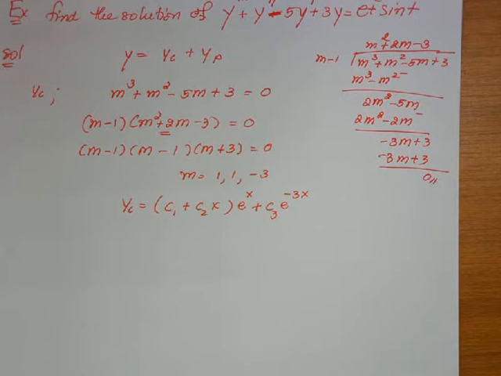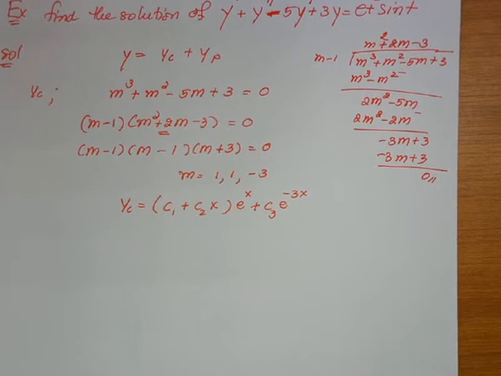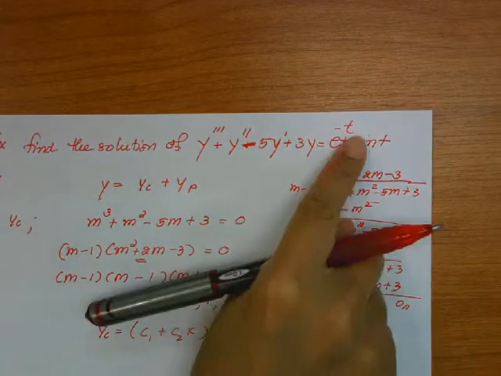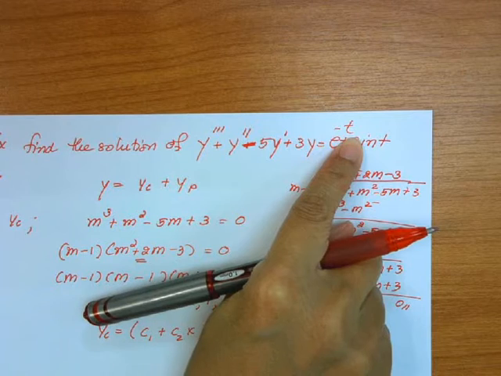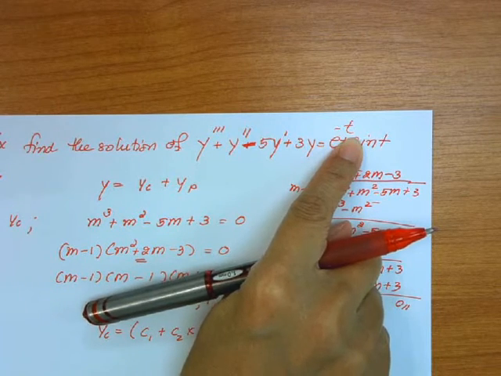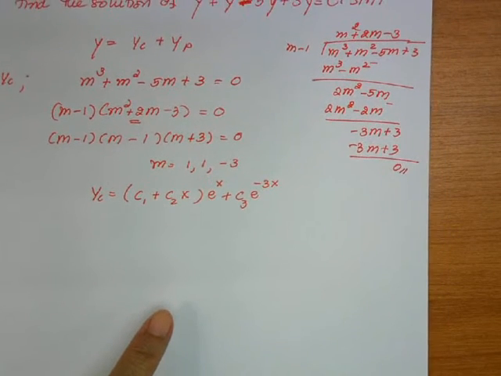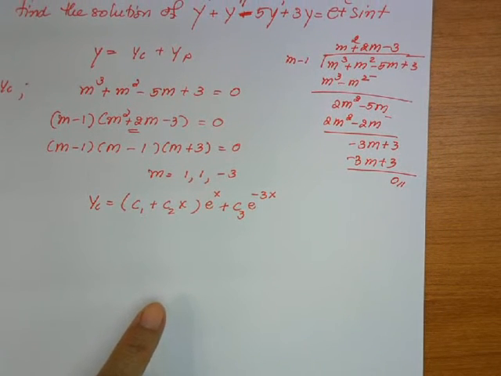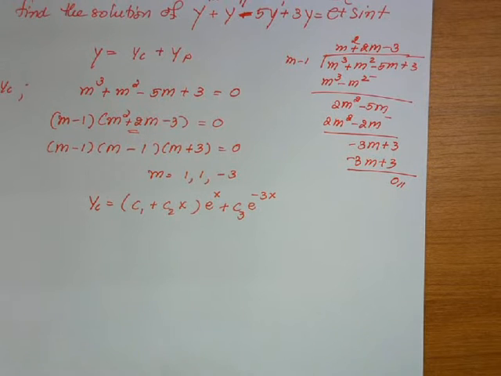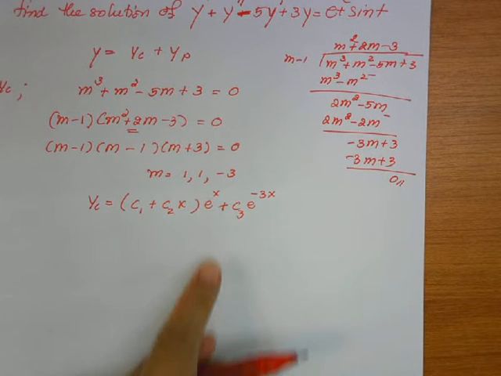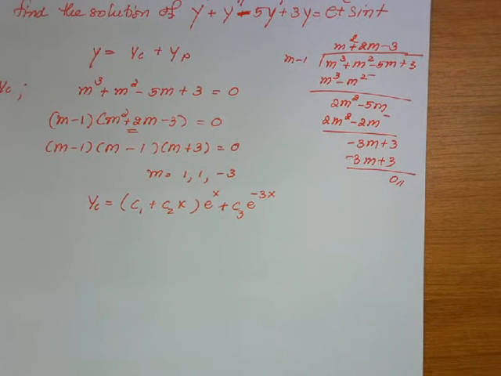Oh yeah, it's t, not x. You're right. Why do we have x? Because our independent variable is t. I would say this one is right or wrong? We have to change x to t and then it's right. But if you keep x there, is it right or wrong? Wrong.